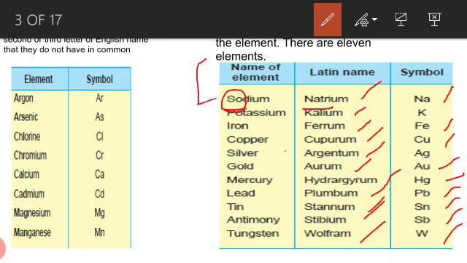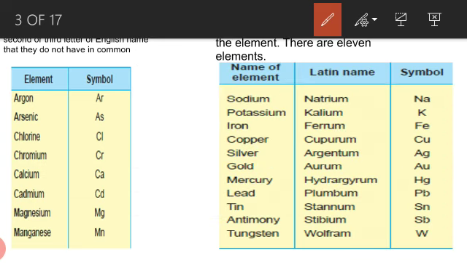This is an important question, students. Two more questions or three more questions. So you concentrate more on this Latin name, right?